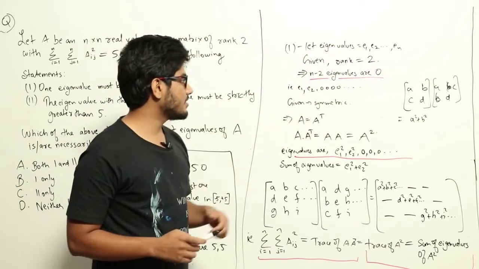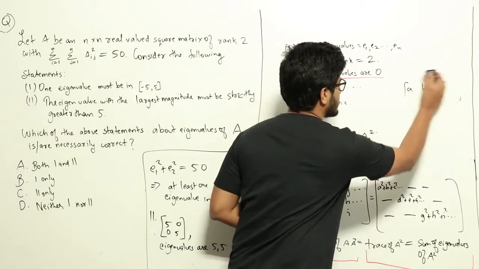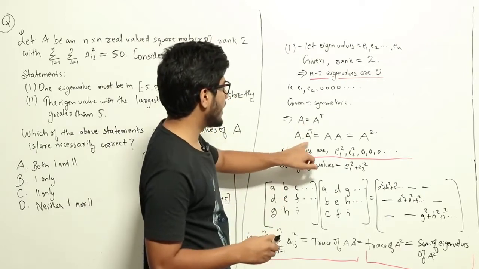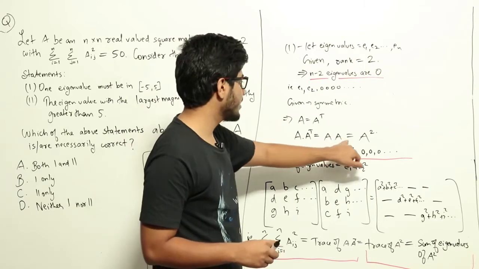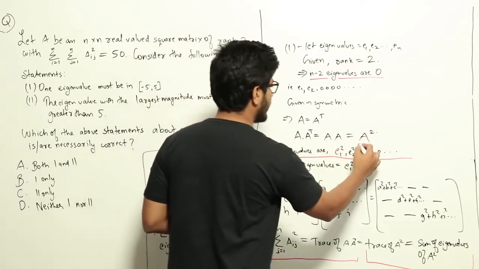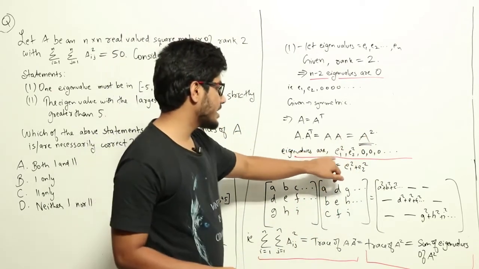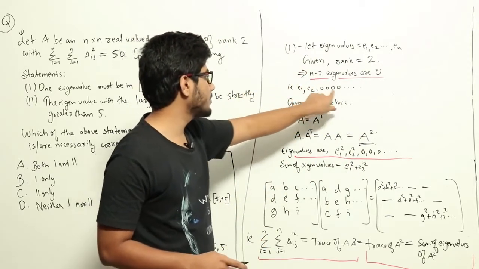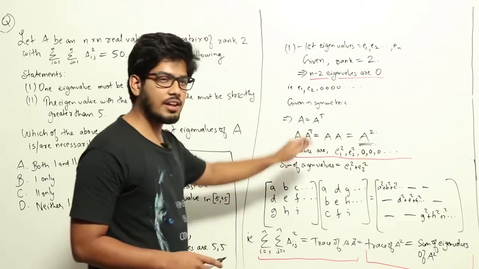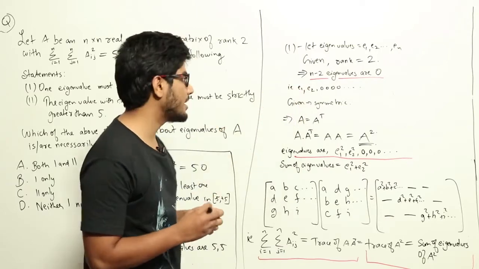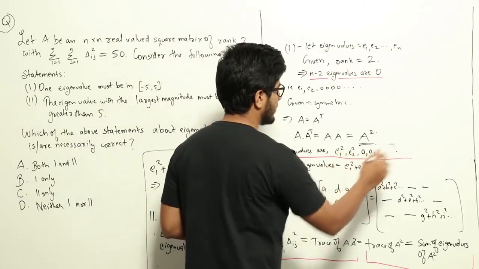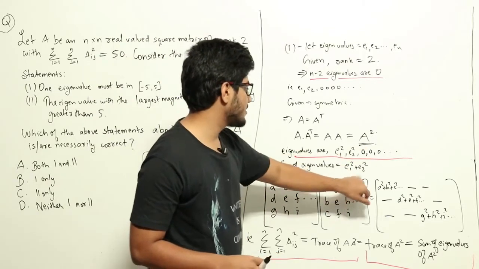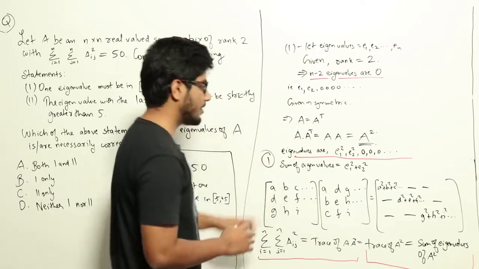Now it's given that the matrix is symmetric, which implies that A is A transpose. So A into A transpose equals A into A, since A is symmetric, which equals A square. So for this matrix A square, the eigenvalues are e1 square, e2 square, and the rest would be 0. How we got this is, for a matrix A, if the eigenvalues are e1, e2, etc., then for the matrix A square, the eigenvalues would be the square of whatever were the eigenvalues of the original matrix A, meaning the eigenvalues would be e1 square, e2 square, etc. to 0. This also is a theorem which you need to know. Now, the sum of the eigenvalues here would be e1 square plus e2 square. Let's name this statement 1. We'll come back to this later.